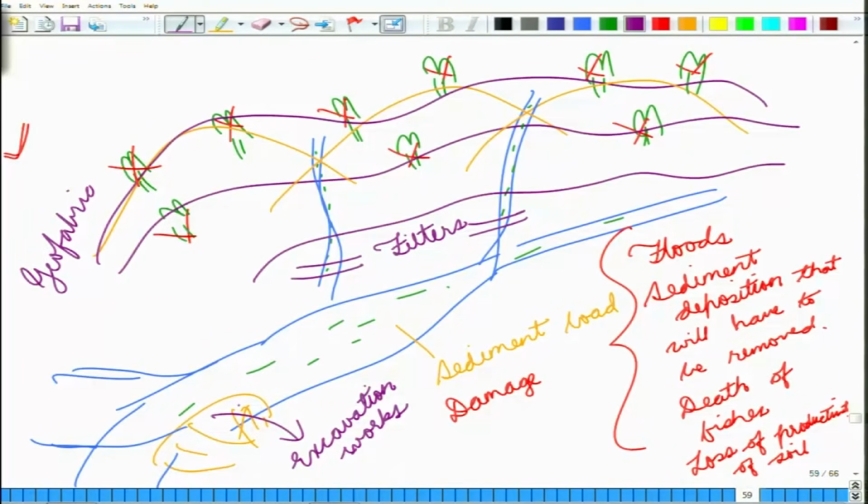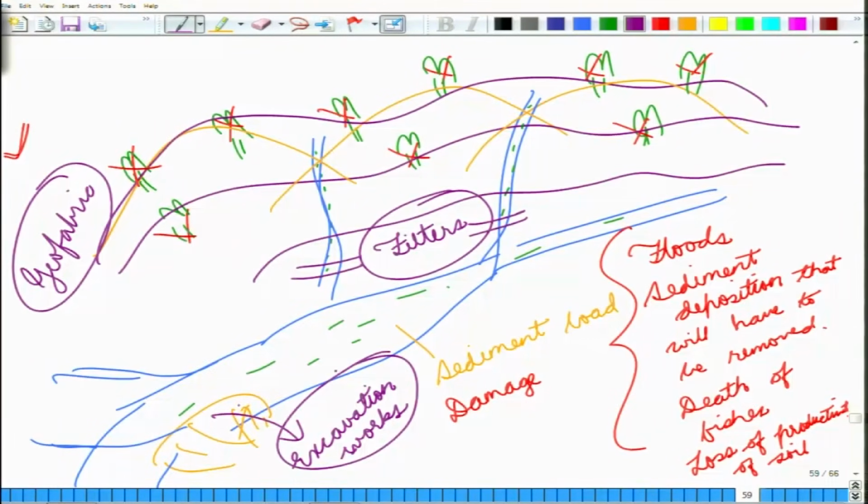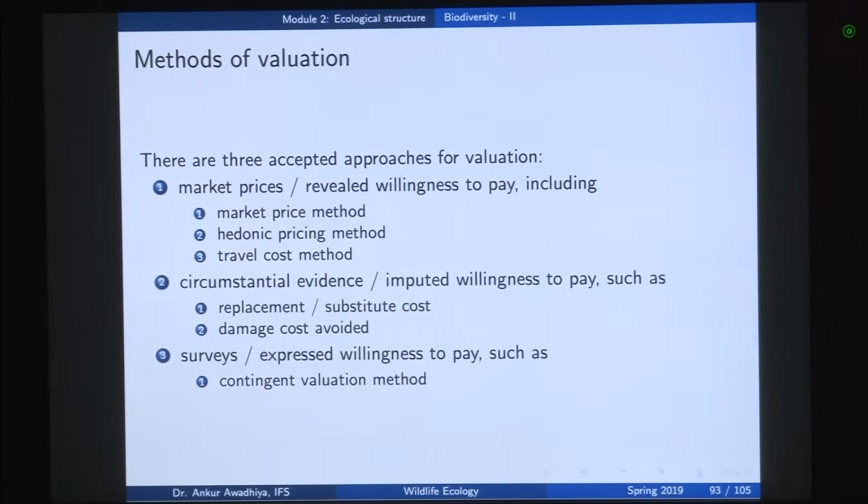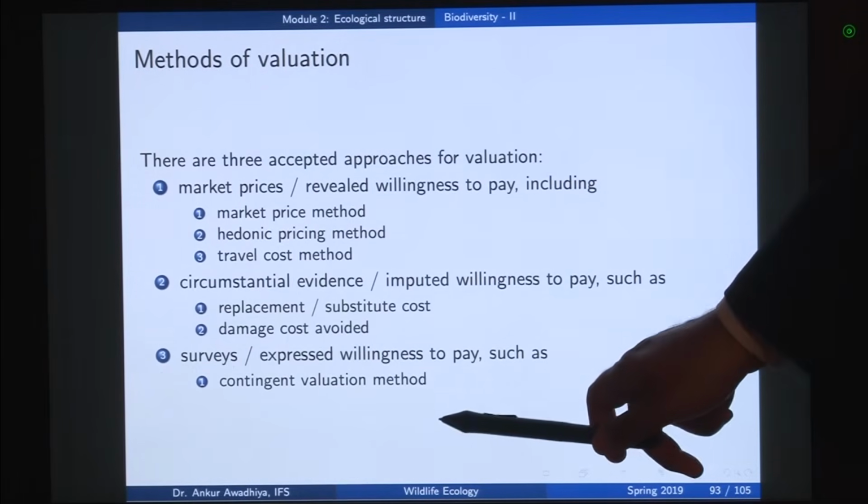Now, when we are installing geofabrics, when we are installing filters, when we are doing excavation works, we will have to pay some cost for doing all of these activities. So, if we add up all of these costs, then that means that this was the cost of the replacement that would be needed if we are removing the forest. So, that goes by the name of the replacement cost method. So, how much amount of expenses we will have to make if we wanted to replace these forests with some other structure.